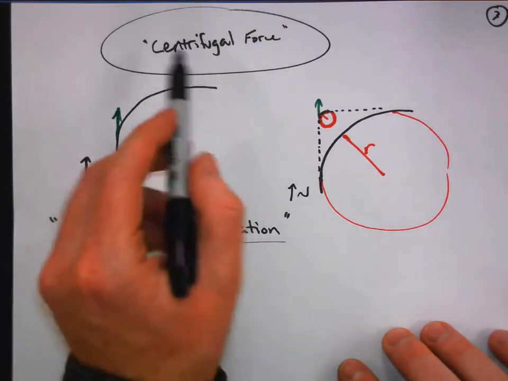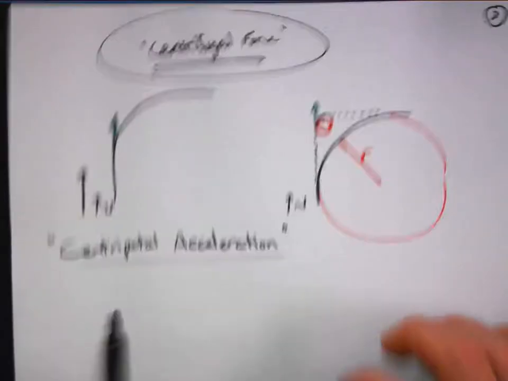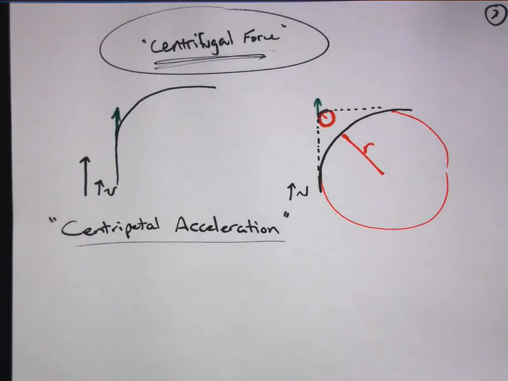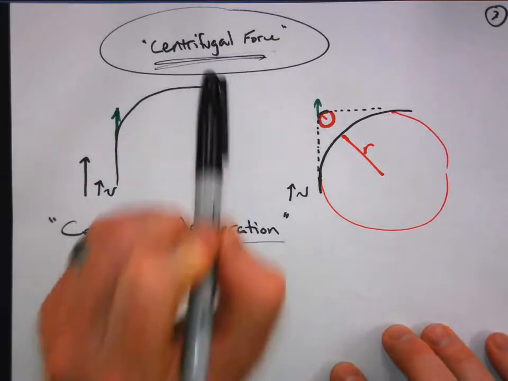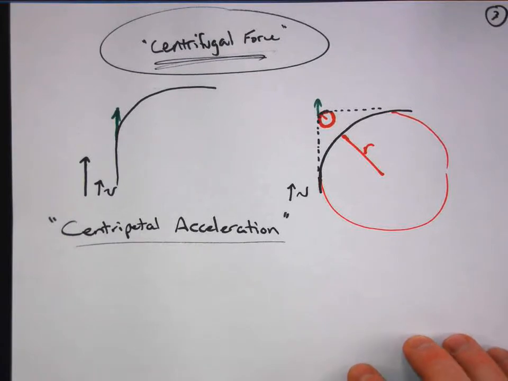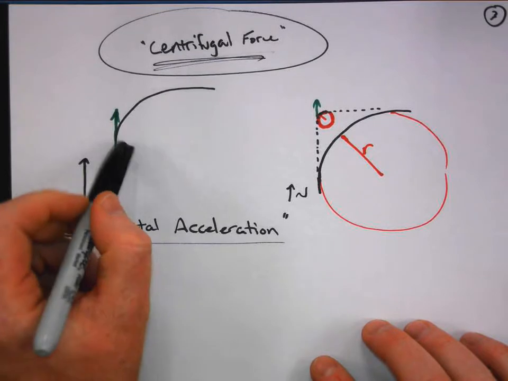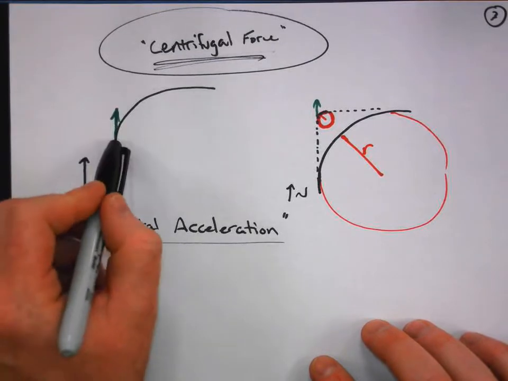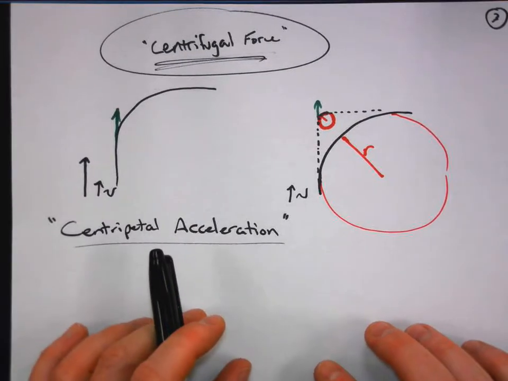So this thing that we think we are feeling is actually a force that doesn't exist. Centrifugal force does not exist. It's a myth. The problem is it's what we think is happening because it sure feels like it's there. But it is just your own inertia headed straight when the car is trying to make you turn. That's all that's happening.